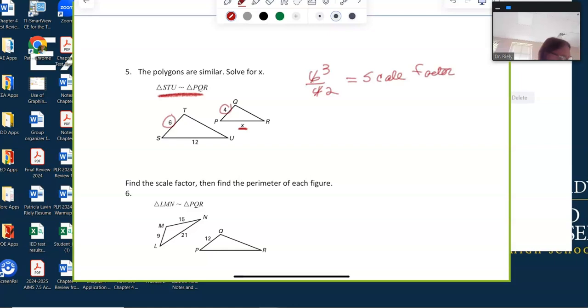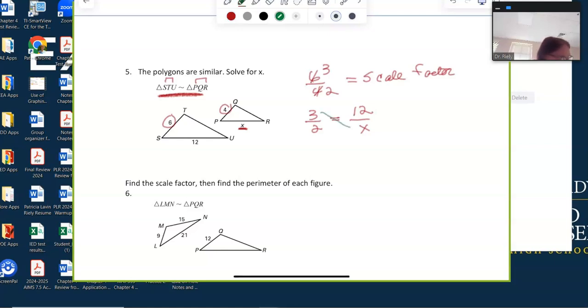Okay, use your scale factor, 3 over 2, to figure out what goes with x. So x is going to be on the bottom. X is PR. PR is the first and last. That's going to match up with SU, which is 12, which goes on the top because that goes with the triangle on the left. Okay, do your cross products.